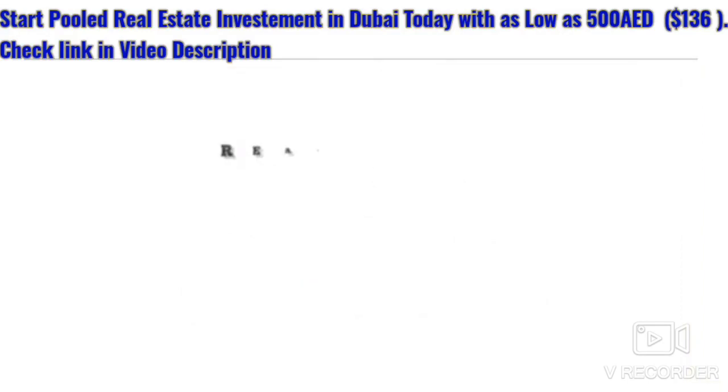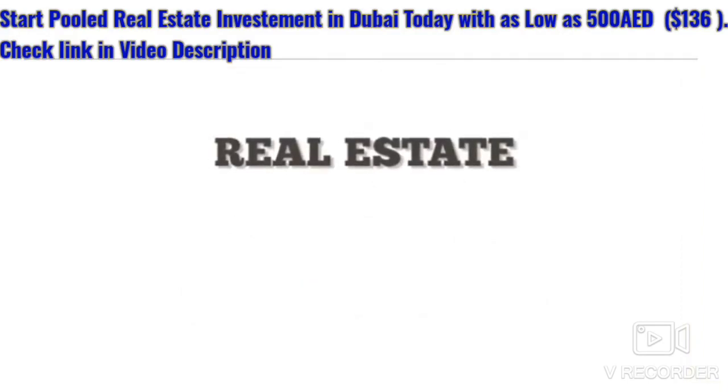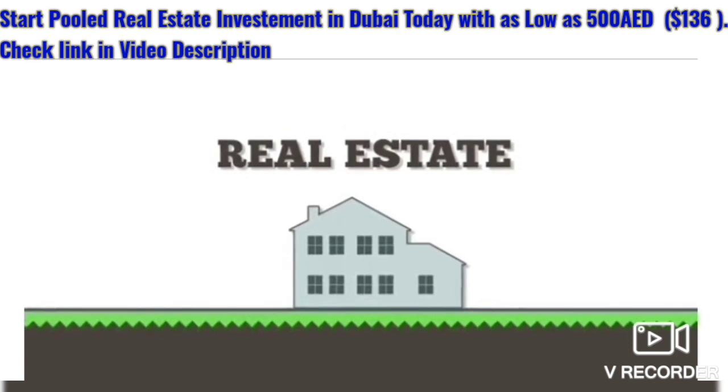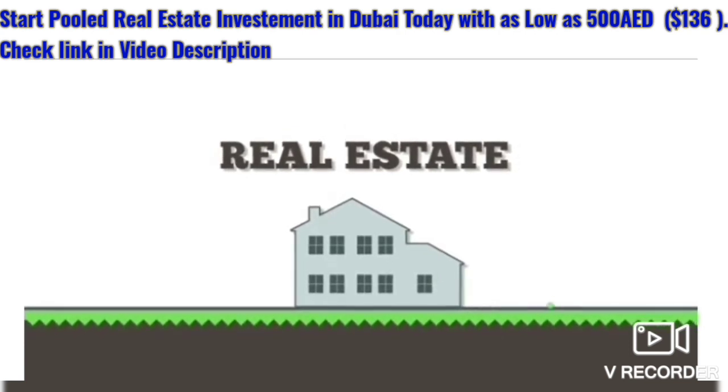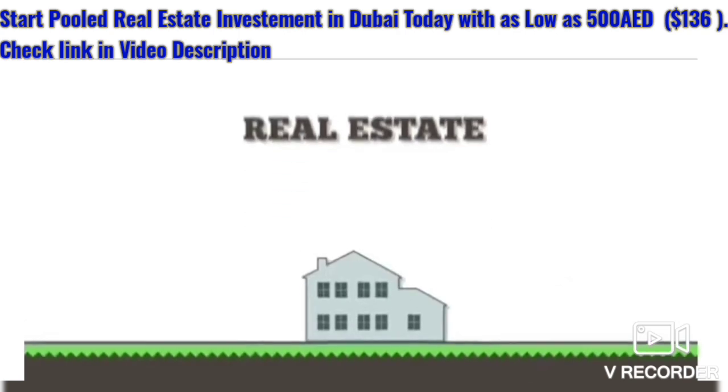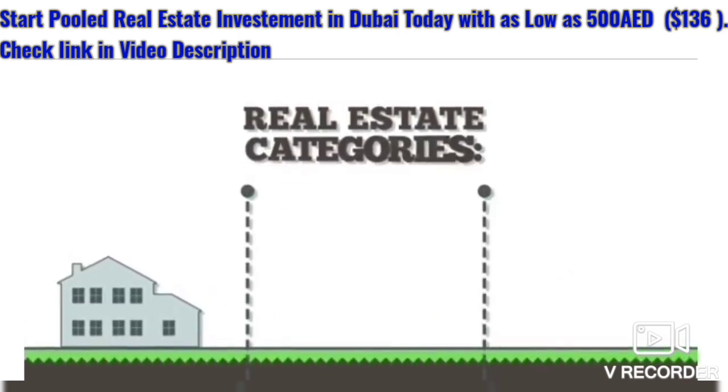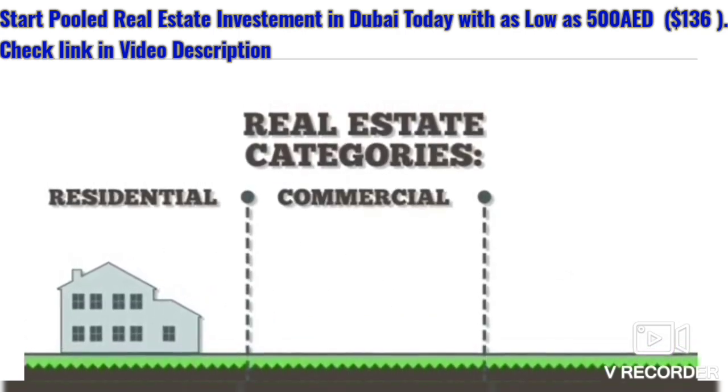Real estate is a composite term that refers to land, the buildings on that land, and natural resources such as minerals and crops. Real estate can be grouped into three categories: 1. Residential, 2. Commercial, and 3. Industrial.